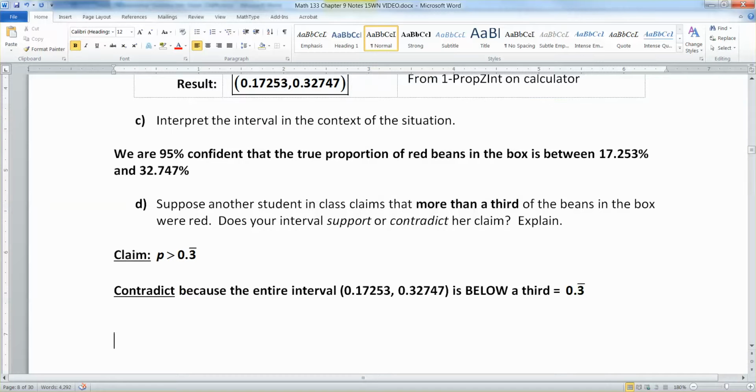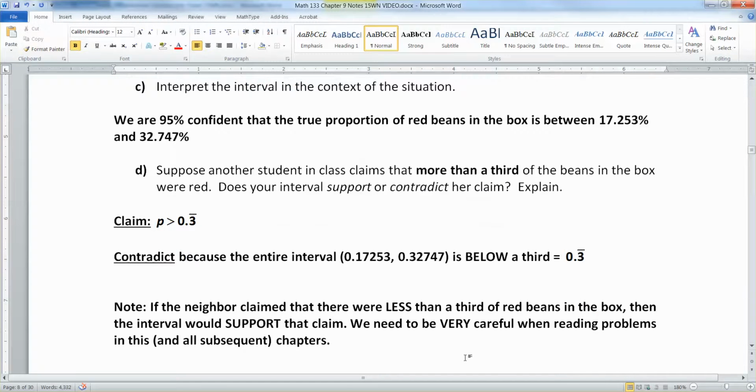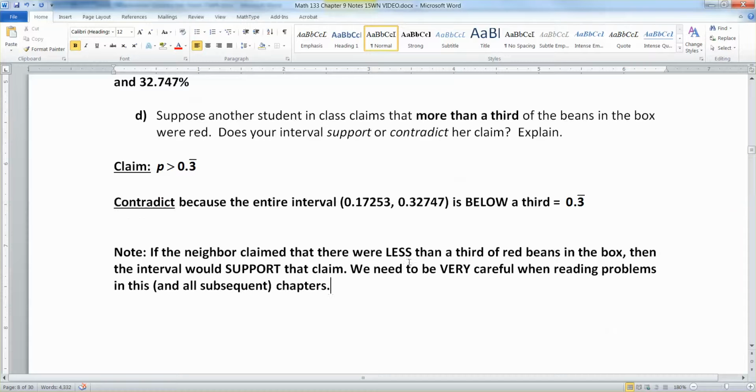Let's make a note real quick. Note, if the neighbor claimed that there were less than a third, then your interval would support. Right? So if they had claimed less than a third, then the interval would support that claim because the entire interval is below a third.